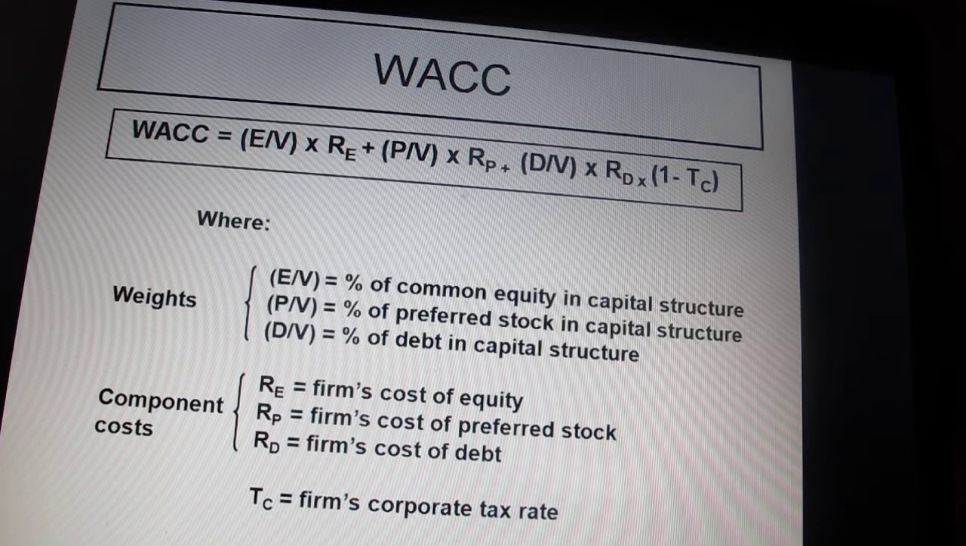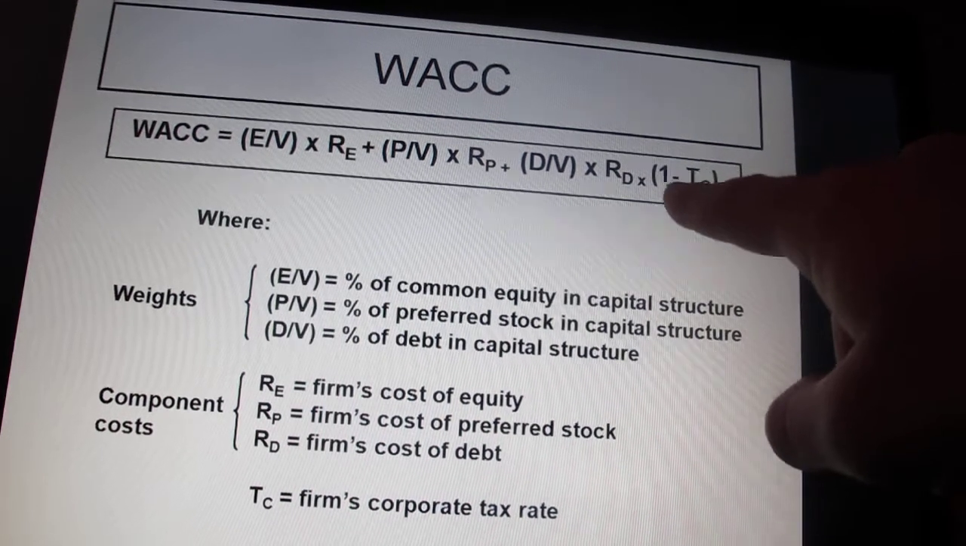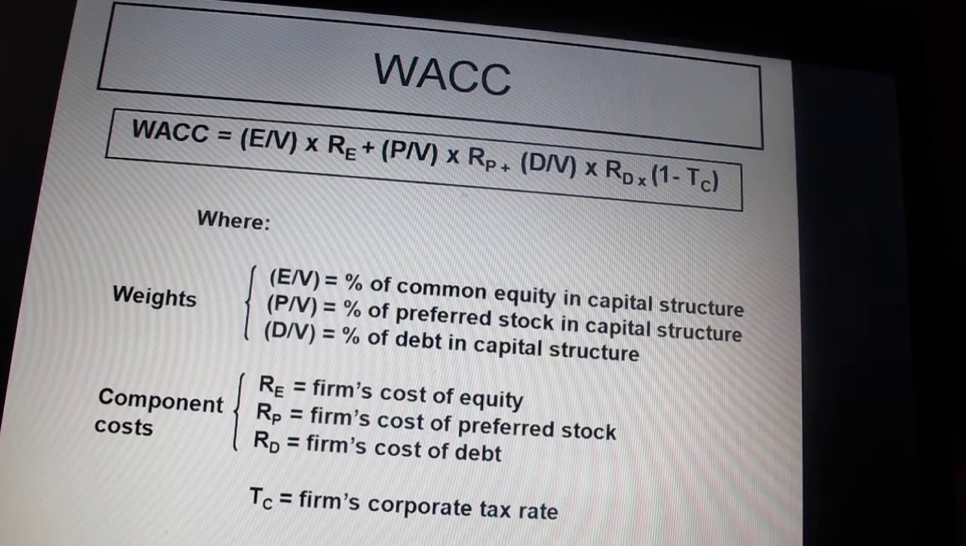The only undefined variable is the T, which is the firm's corporate tax rate, and that is only going to affect the debt portion. And the reason for that is because of the issues with debt and interest being tax deductible. So that's why you see the tax rate fall in over there.